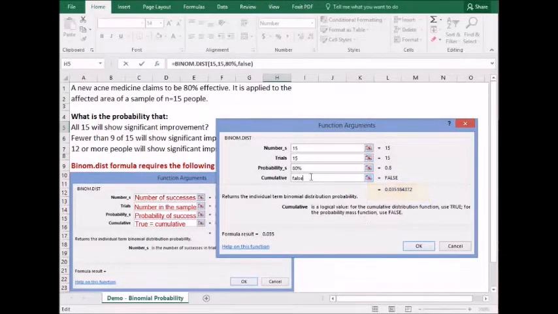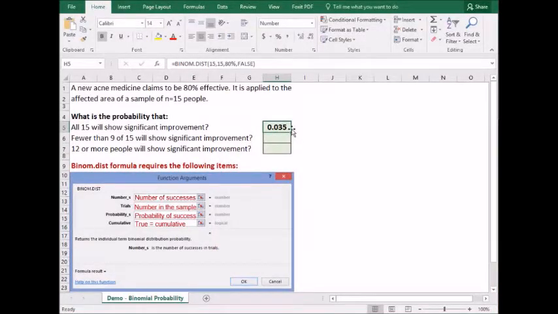I'll go ahead and click OK, and we see 0.035 or 3.5% is the probability that all 15 participants will see significant improvement by using the new acne medication if it has a probability of success of 80%.